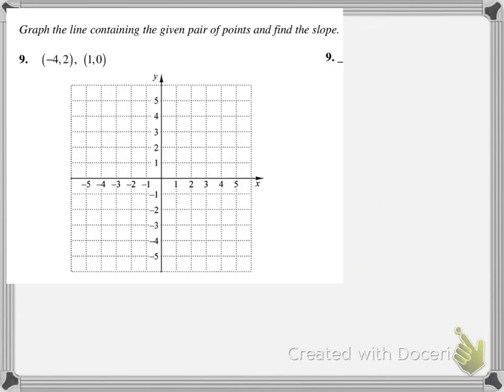So let's graph the line. They give us 2 points, so that's easy. We don't have to come up with the points on our own. -4, 2, so -4, 2, and 1, 0. And I'm going to draw my line. That's pretty close.